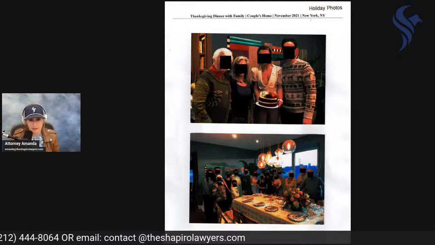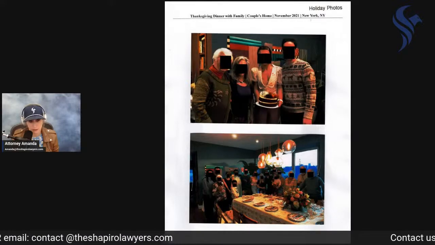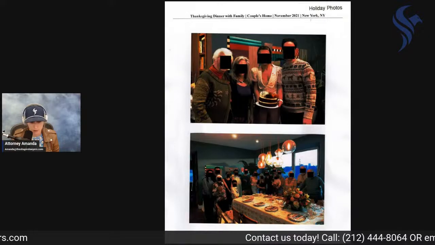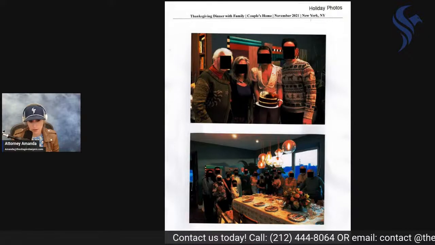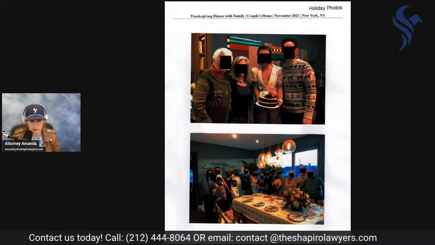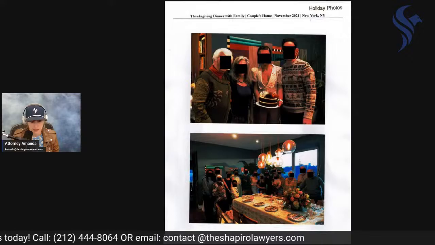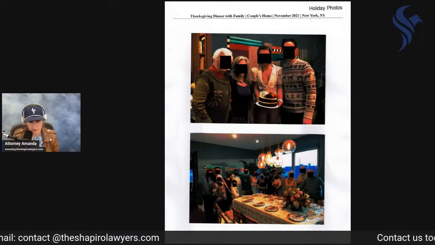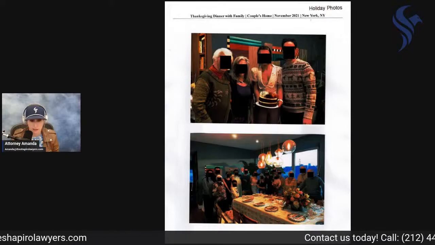Okay, now we get to Thanksgiving dinner with her family. So we have one picture of the couple with only 2 family members. I would not have been averse to having the photo with just the couple here, because down here we have everybody. So clearly a nice big family Thanksgiving. And this was actually at the couple's home.